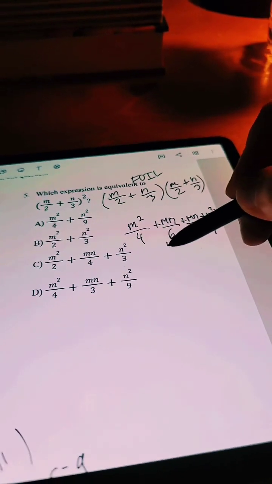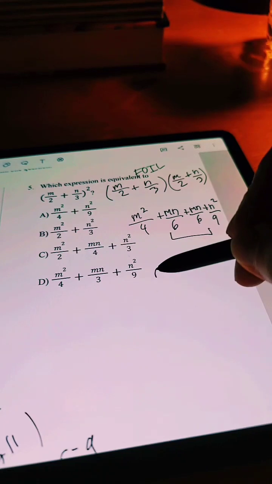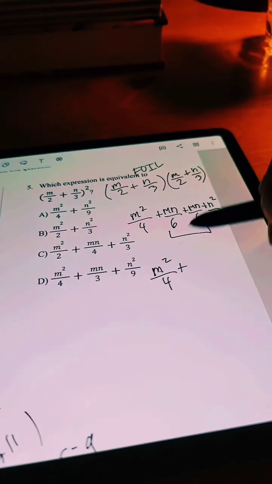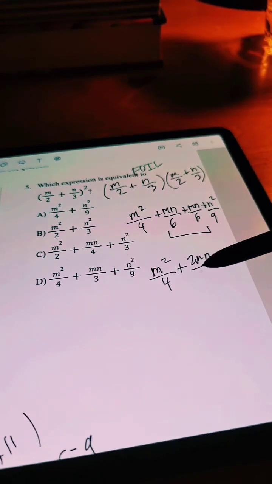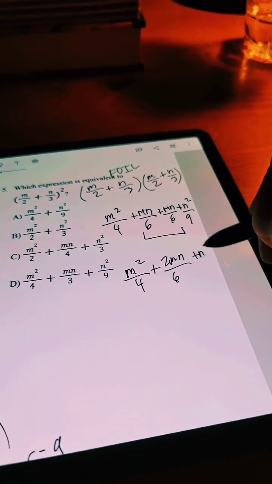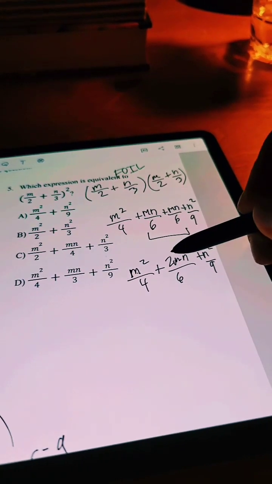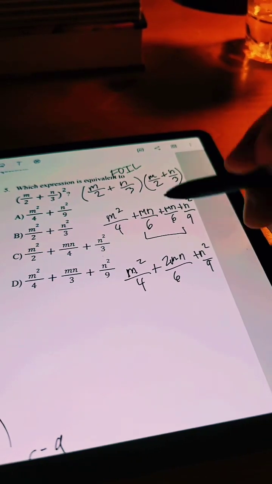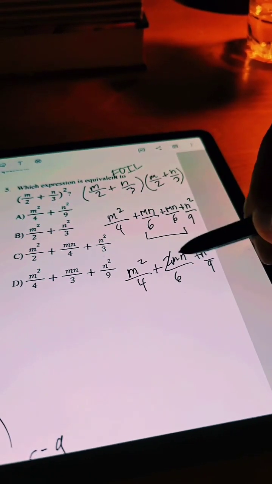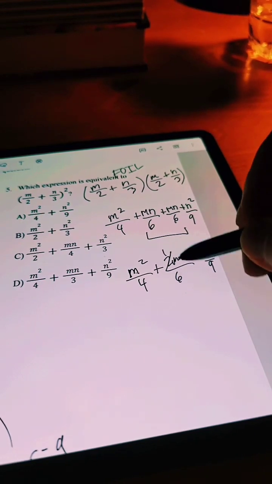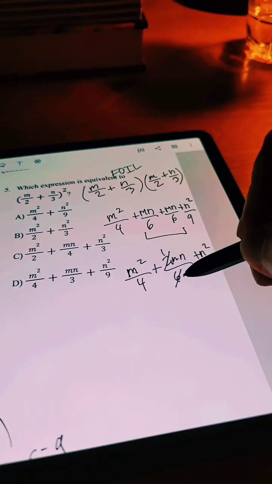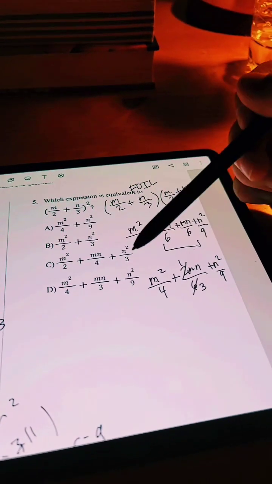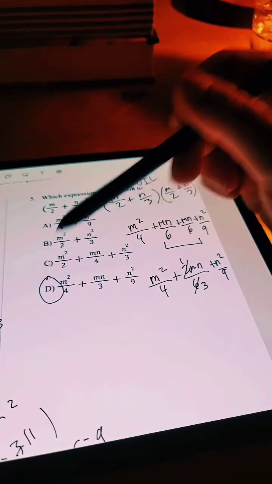So now let's combine our like terms right over here. We're going to copy down m squared over 4, combine our like terms right over there to get 2mn over 6, and then copy over the n squared over 9. And then let's simplify this by dividing by the greatest common factor on top and bottom, which happens to be 2. So that cancels out to 1 times mn, so just mn. And then 2 goes into 6 3 times, so this becomes mn over 3. So let's see which says that. That would be answer choice D right there.